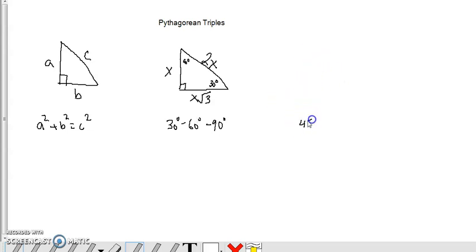And then the last one was your 45, 45, 90 degree triangle, aka the isosceles triangle. So again, this is 45 degrees, which means this side is the same as that side. And if this side is x, the other side has to be x. And then this is x root 2.